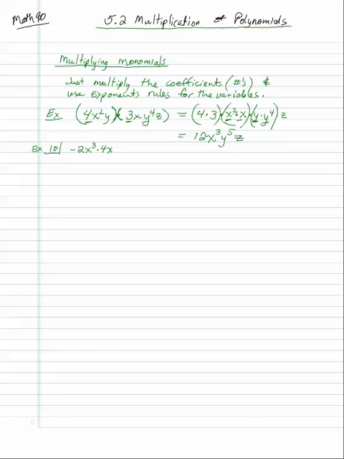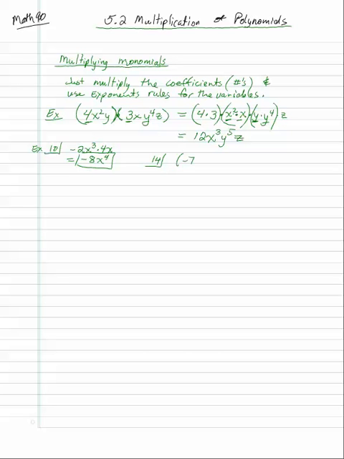So we'll try a few exercises from the exercise set. Number 10, so again the numbers, so negative 2 times 4 is negative 8. Then the letters using exponent rules, the variables, so 3 plus 1 is 4. And that is the final answer there. Let's try number 14.